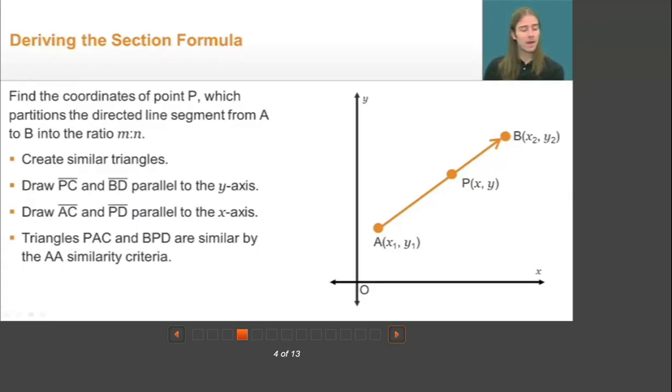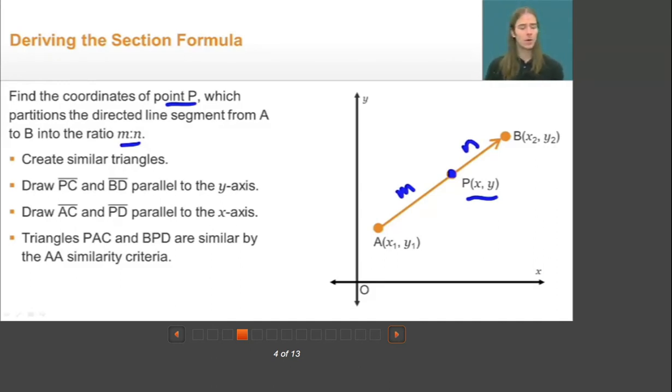We're asked to find the coordinates of point P, which partitions the directed line segment in the ratio m to n. We don't know the coordinates of point P, but we do know that we're considering the case in which P is right on the directed line segment. So we can draw it on the directed line segment and say that its coordinates are x, y. When we do that, I know that the ratio of the length of line segment AP to the length of line segment PB will be in the ratio m to n.